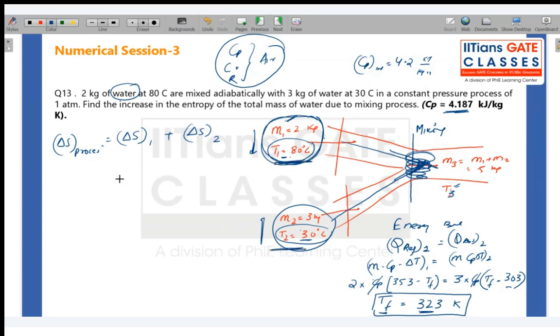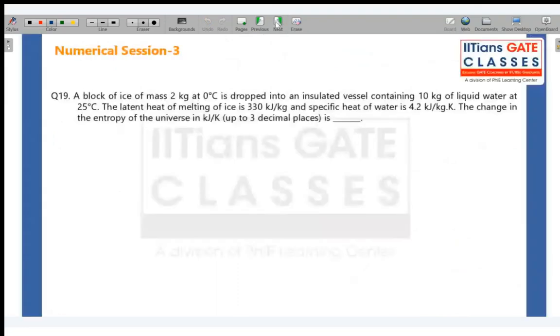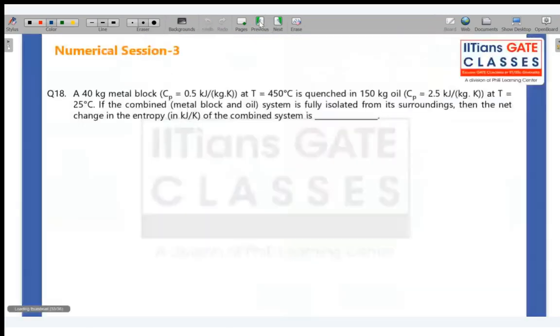So when the temperature is changing and you see it is water, you will again go to your page, you will go to your non-isothermal case for solids and liquids, and you will calculate entropy. Yes, one second, I will explain what adiabatic is.